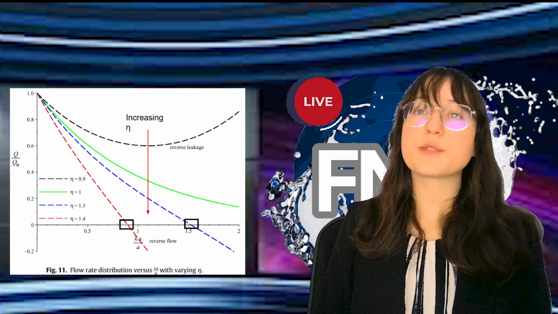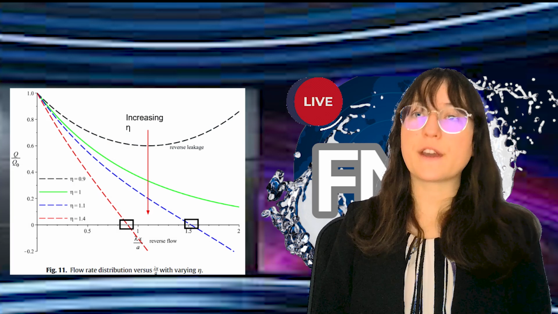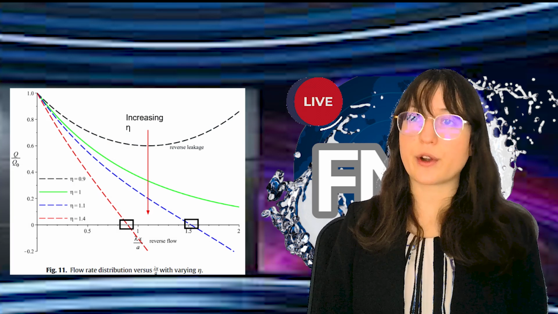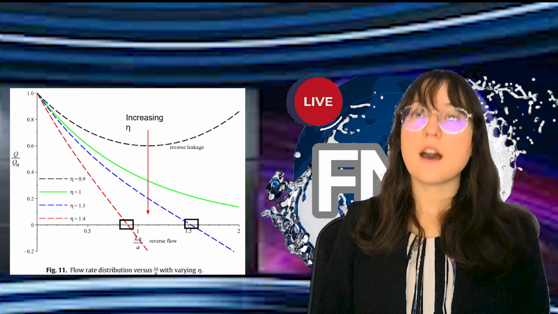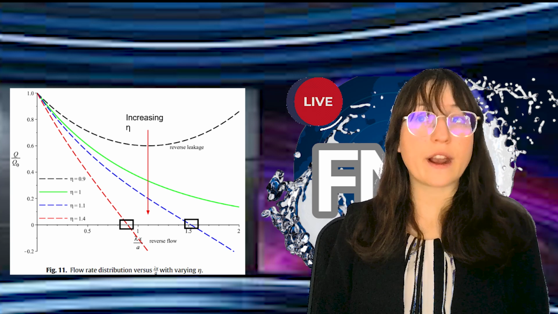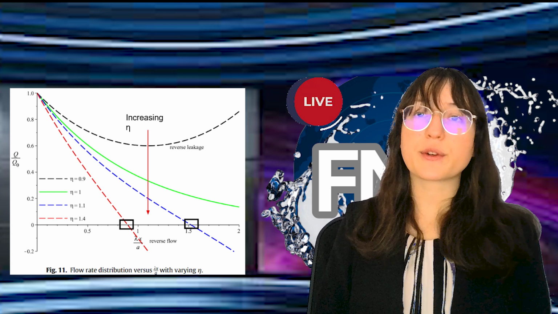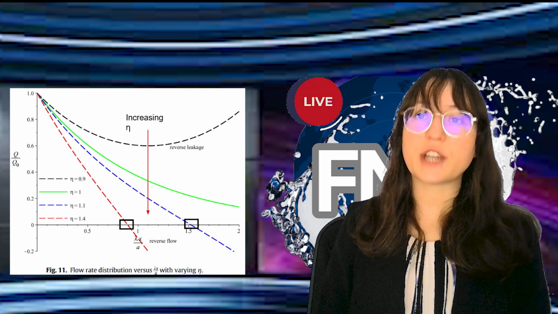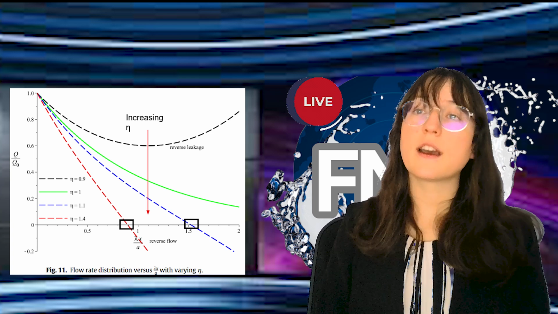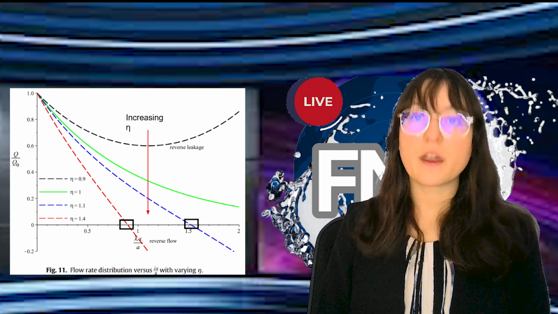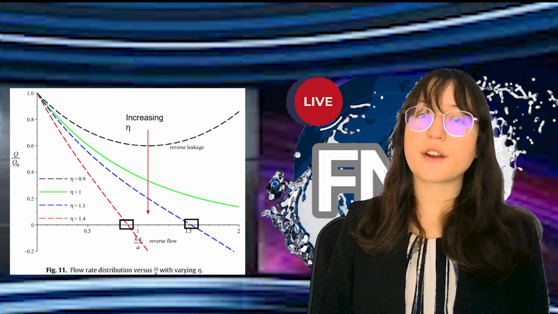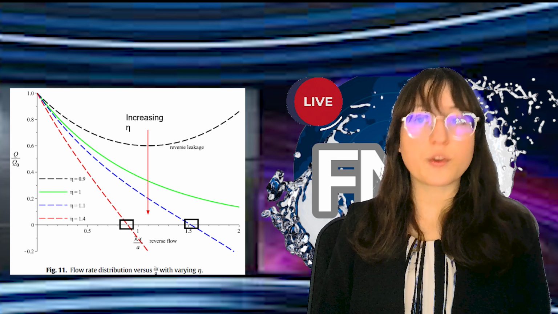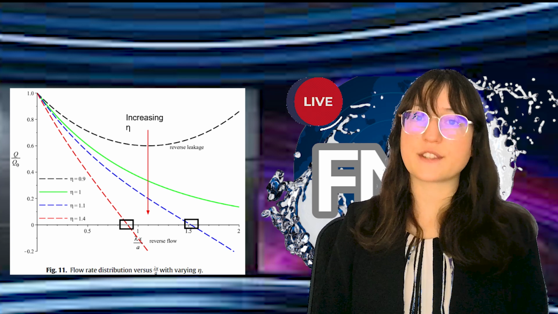I would like to direct your attention now to this figure comparing the axial flow rates along the channel length with different values of eta. For any value of 1 or greater, the flow rate decreases exponentially along the channel length, eventually reaching a region of reverse flow once the axial flow rate becomes negative. The greater the value of eta beyond 1, the sooner the flow reverses.